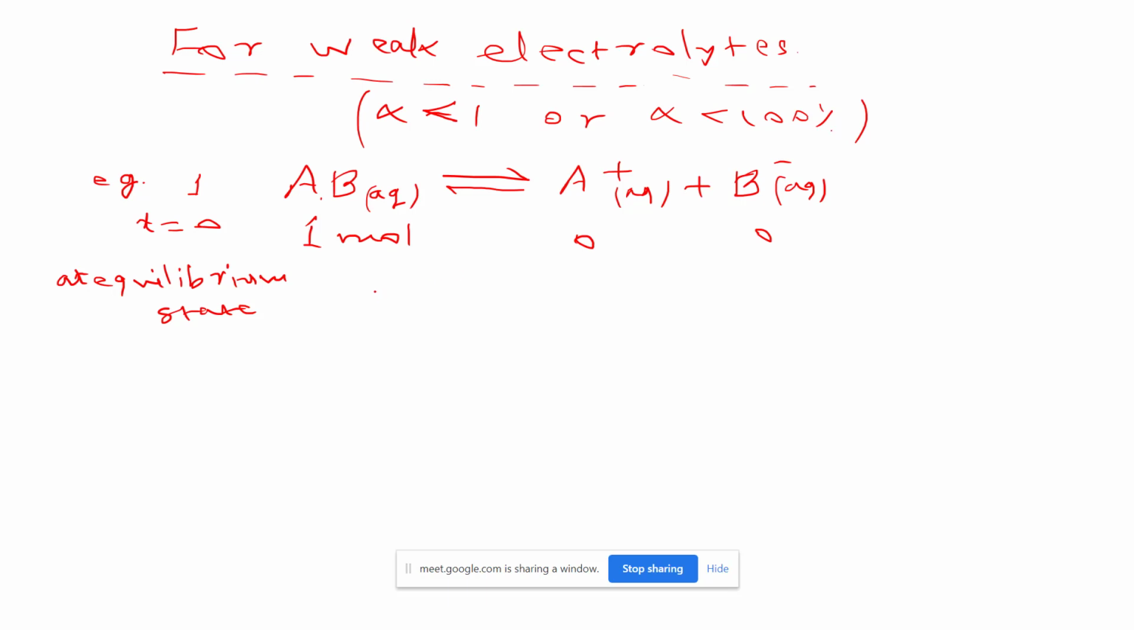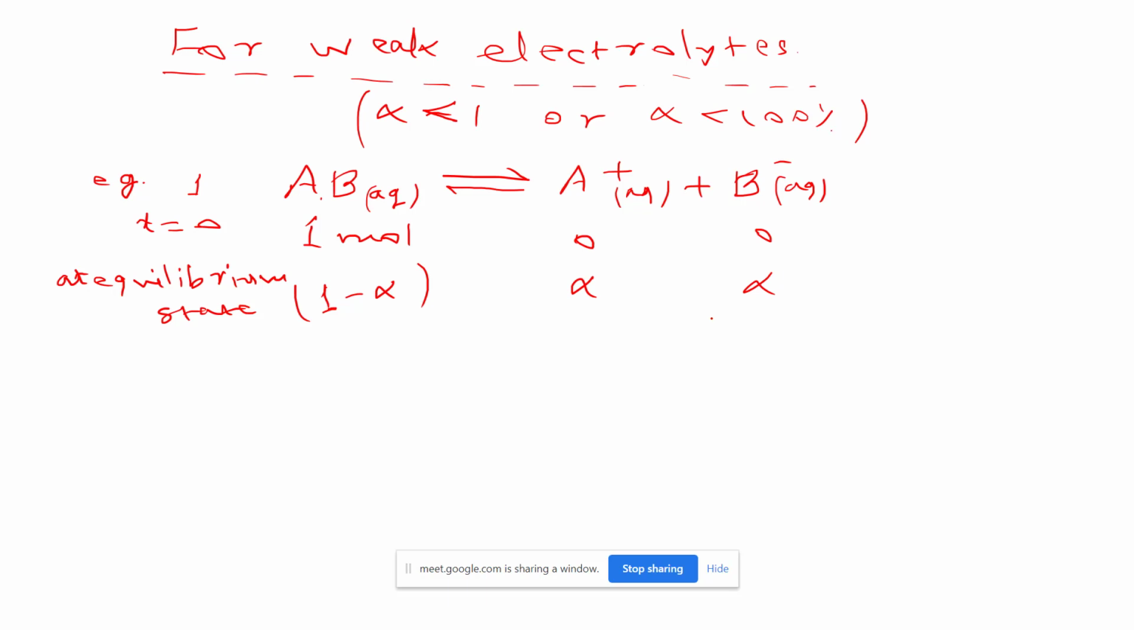So now here we are taking variable alpha. Out of 1 mole, suppose alpha mole has gone to the product. So what moles are we getting for these ions? Just follow the stoichiometry of the reaction. Here the coefficients are 1, 1, 1, so 1 mole on dissociation produces 1 and 1, so alpha mole dissociated produces alpha mole of this and alpha of this.